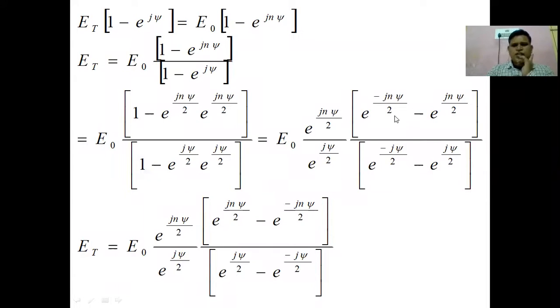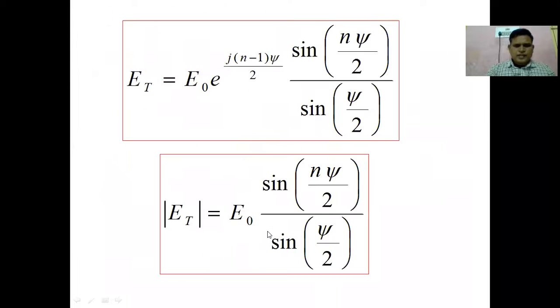See here, this looks like e power j theta minus e power minus j theta. If you change these two terms, the negative terms will get cancelled. There is no problem. Now, this is equal to e power j n psi by 2, e power j psi by 2. Now I am writing this equation as e power j theta minus e power minus j theta. Here n is there, here n is not there. That's all. See the next slide.